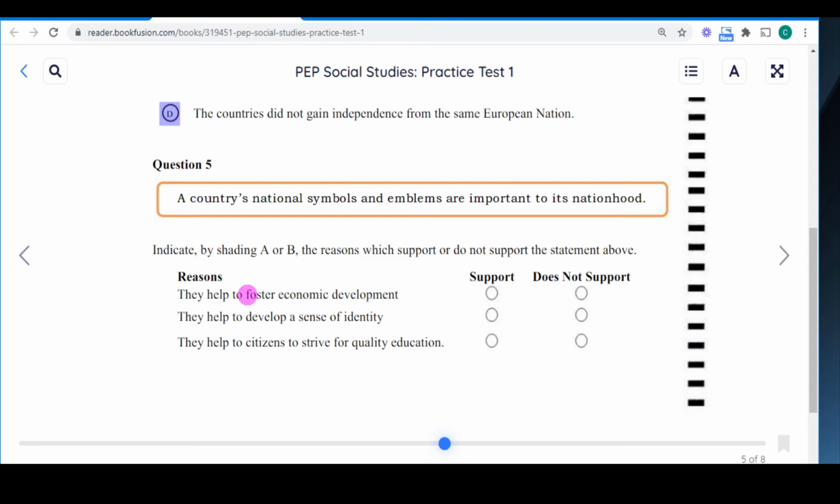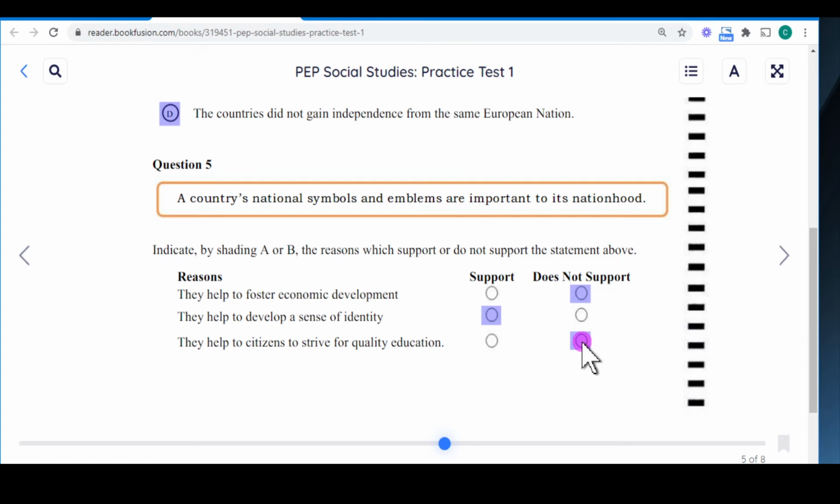All right, here are the reasons. These national symbols and emblems help to foster economic development. This statement does not support that. Let's go. Help to foster a sense of identity. Yes, that supports. Helps citizens to strive for quality education. Not supported there.